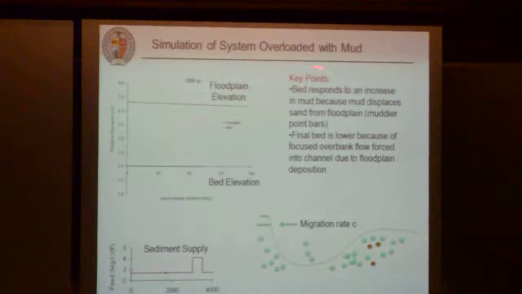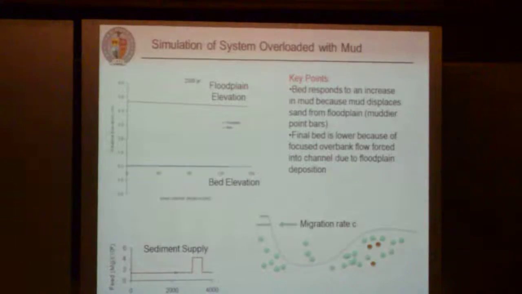So, key points. This may not be right, but it is possible for the bed to respond to an increase in mud. Well, in this model, the bed increases because it displaces sand from the floodplain. And if you wanted to do morphodynamics in a system that has a lot of sediment exchange, I think that means you really need to pay attention to the size distribution of material that gets deposited in the floodplain. So that's the first point.